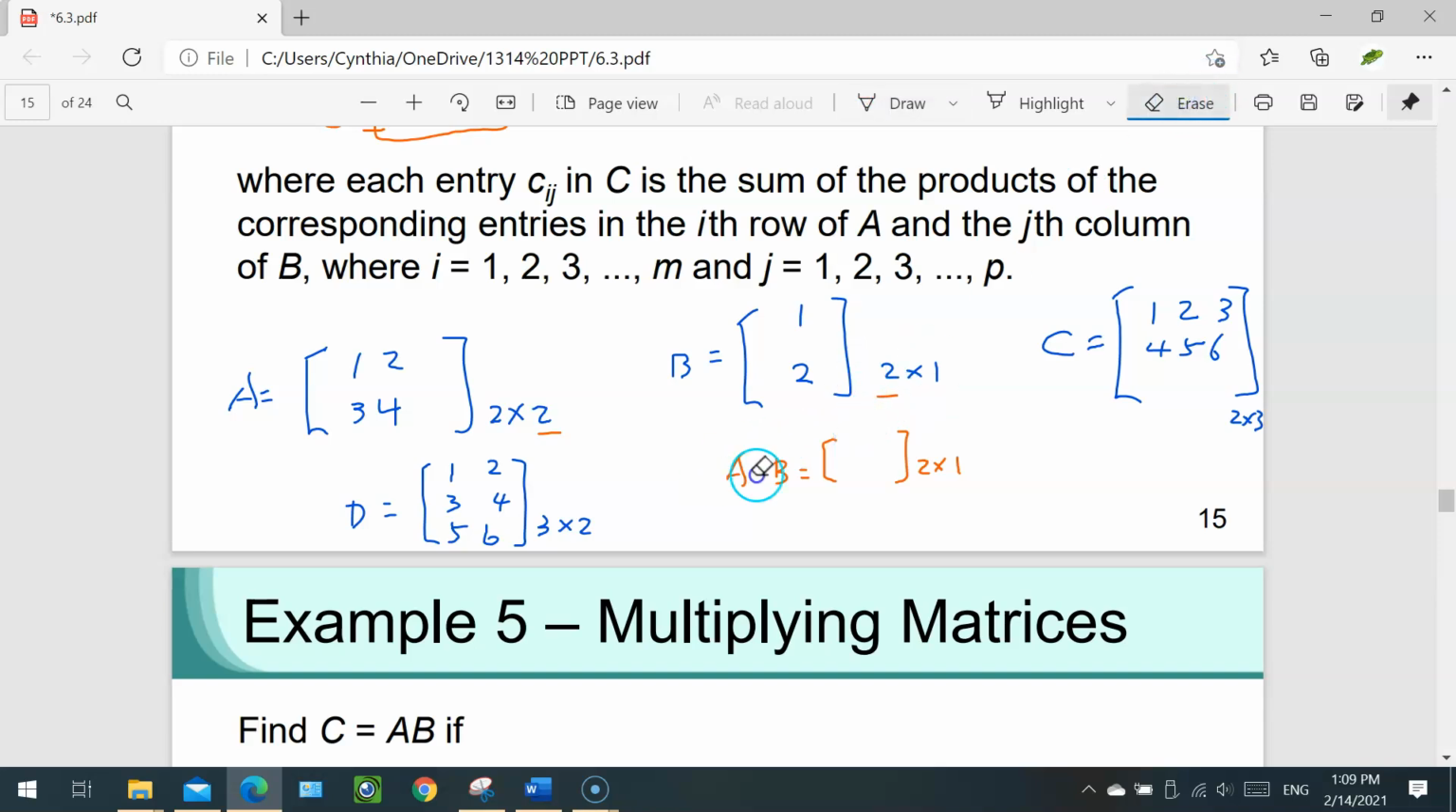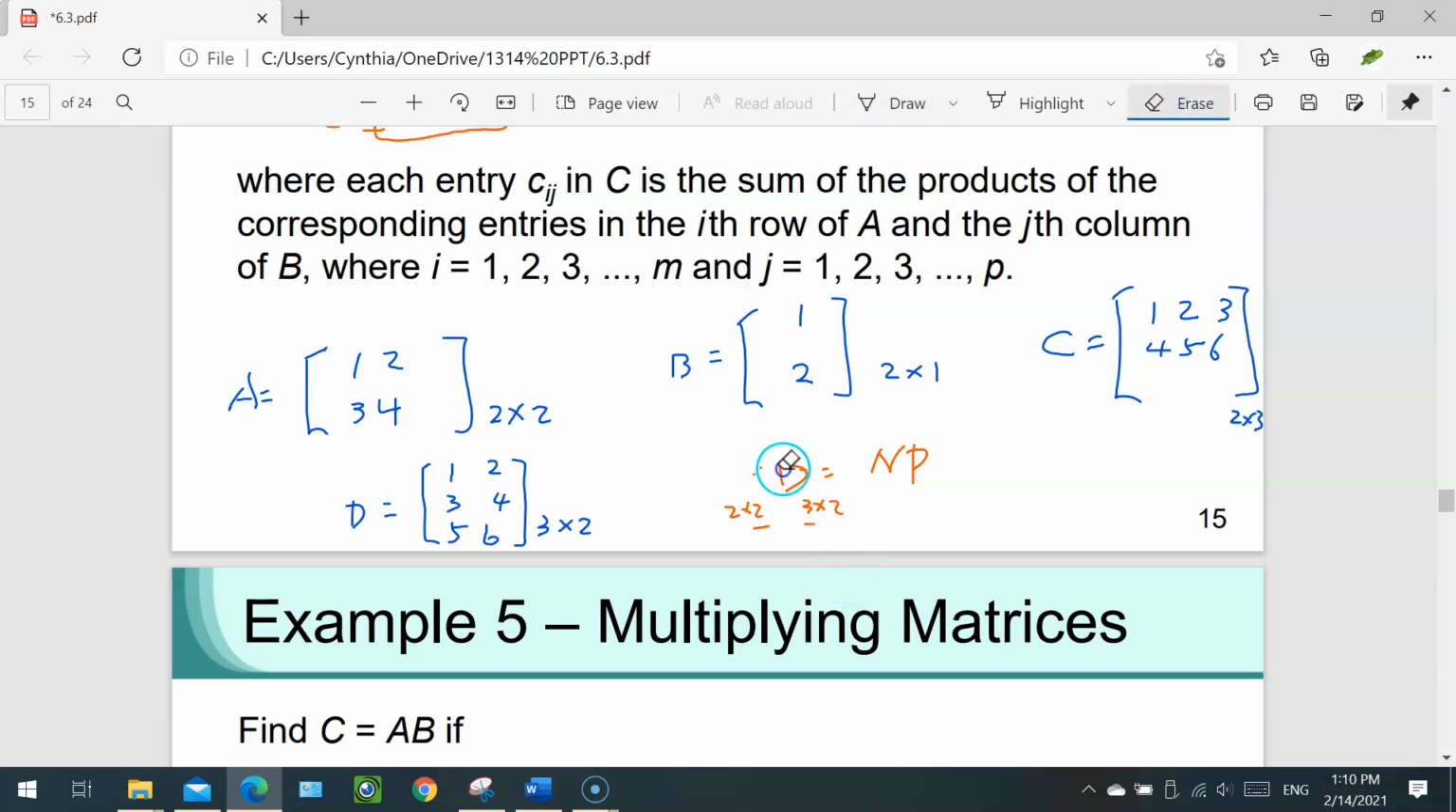Now we look at the other one. What if I multiply matrix A by matrix D? A times D. Matrix A is 2 by 2, and matrix D is 3 by 2. Since the inner two numbers, which means the column of matrix A and the row of matrix D, are not equal, in that case you cannot multiply, so it is not possible. Because these two numbers are different.